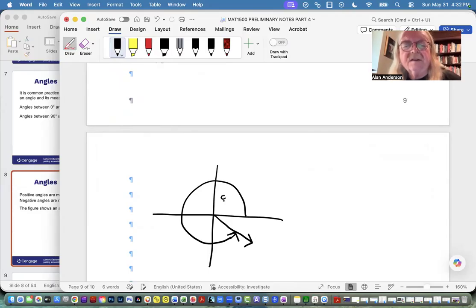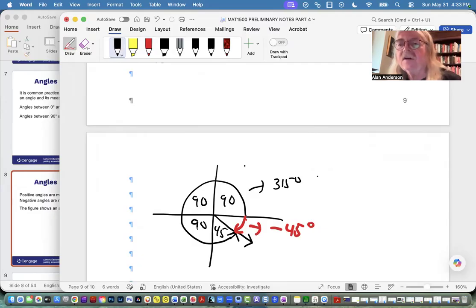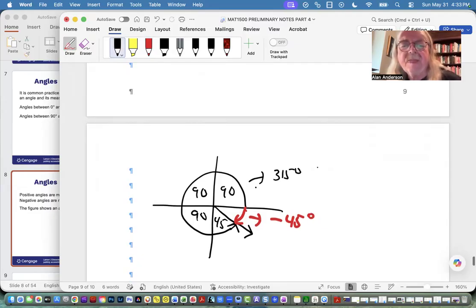So we go, here's 90, 90, 90, 45. That's 315. But if we go in the opposite direction, the negative direction, you can see we're only going halfway into the fourth quadrant. And so negative 45 and positive 315 are coterminal angles.